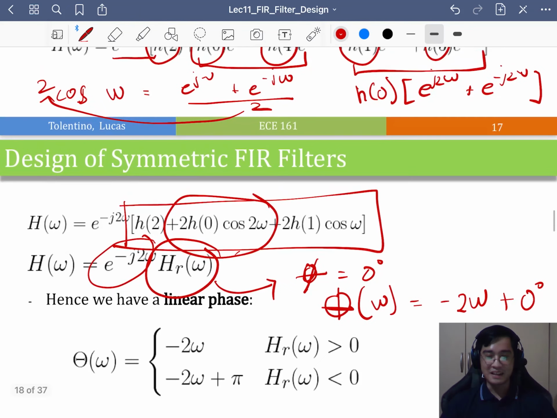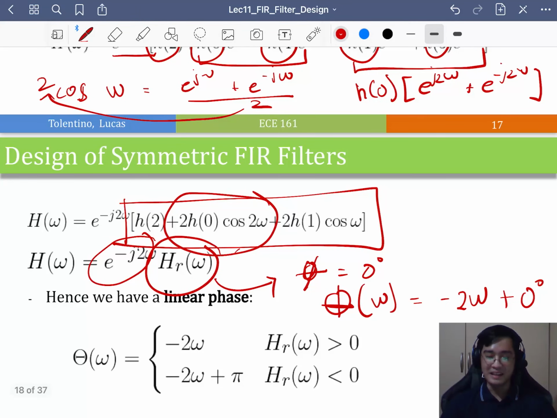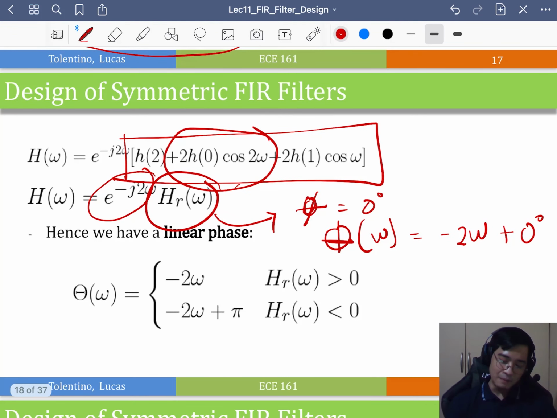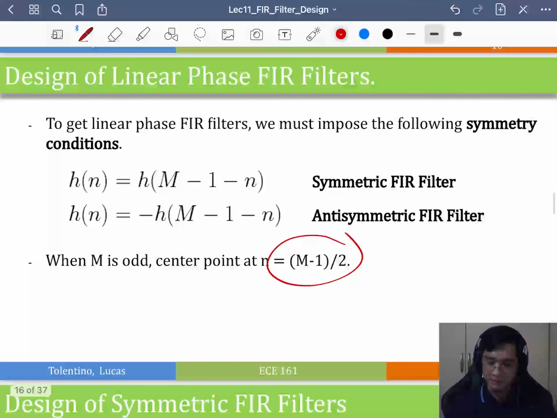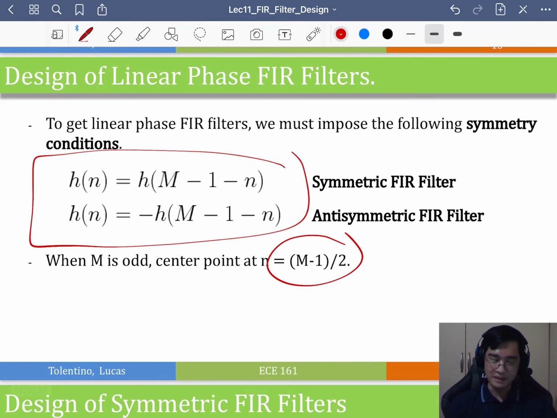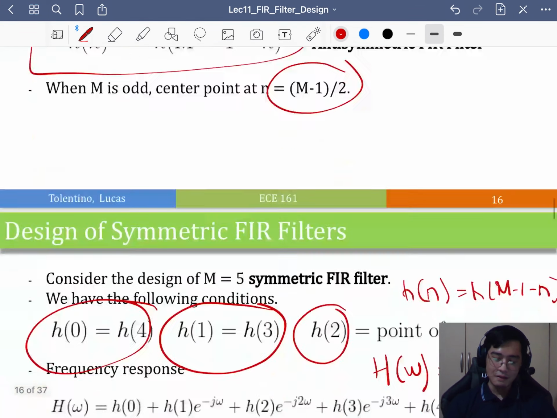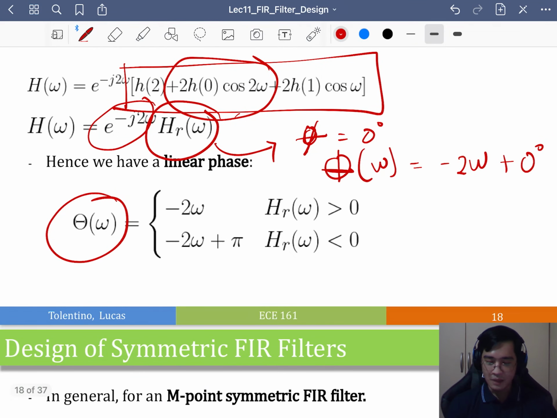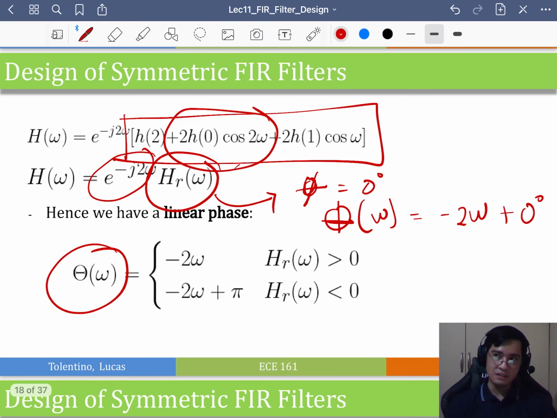complex numbers are really hard to follow, especially when you're not that familiar with them. Okay, so now what is the implication of this one? Theta of omega. We were trying to prove a while ago that these conditions follow symmetry, follow a linear phase. So we have proven that theta of omega is a linear phase because this one is linear with respect to our frequency with slope minus 2. So hence we have a linear phase, hence we have a distortion-less filter.